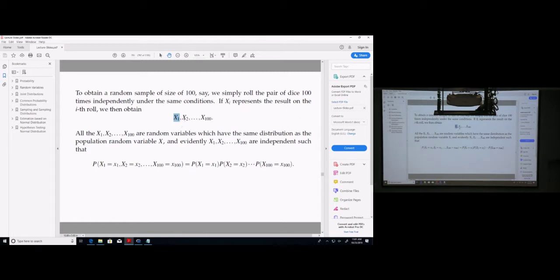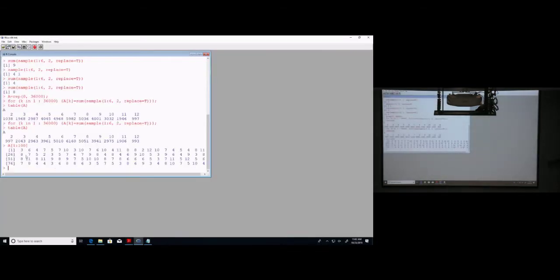X2 will be the sum that I get in rolling the pair of dice the second time, and so on up to 100. Now the small x here, sometimes we call it a realization. This is what you get after you roll it. So this is a realization of my first roll of the pair of dice.